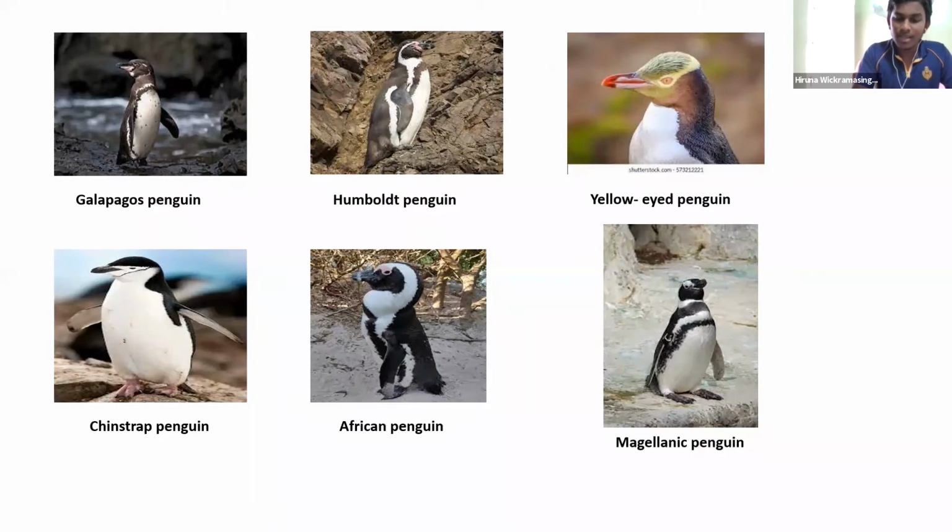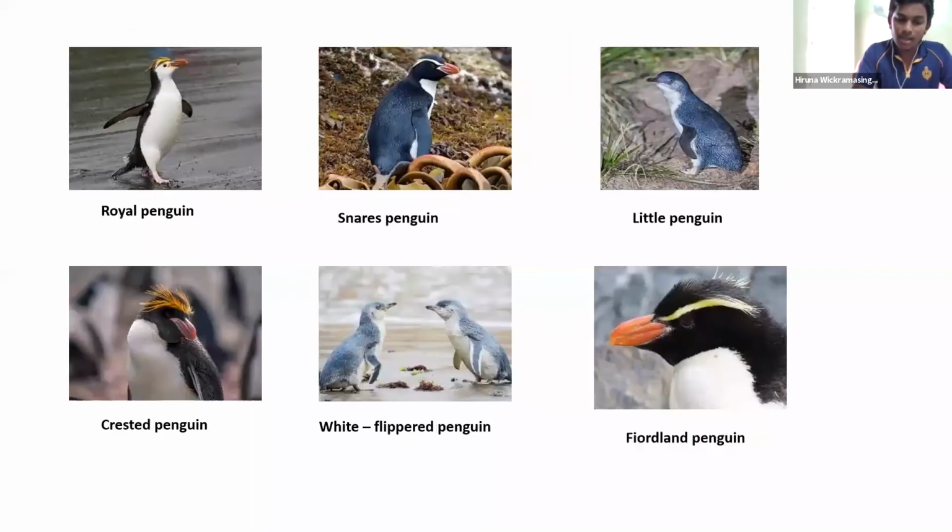Royals look very much like Macaroni penguins. Mainly they are 65 to 75 centimeters tall and weigh about 3 to 8 kilograms. Next, Snares penguin. The Snares penguin is a penguin from New Zealand. They are about 50 to 70 centimeters tall and weigh about 2 to 4 kilograms.